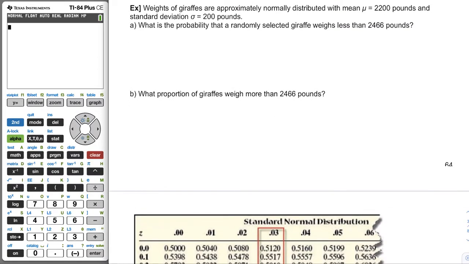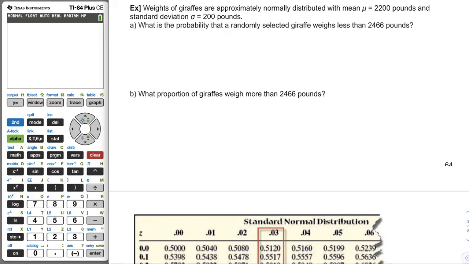Weights of giraffes are approximately normally distributed with mean mu equals 2,200 pounds and standard deviation sigma equals 200 pounds. What is the probability that a randomly selected giraffe weighs less than 2,466 pounds? So for this problem, and only this problem, I'm going to show you the old school way that this was computed, and it was using a table. I just want you to see that just for reference because we will be using a table in later chapters. This will be the only Chapter 7 problem we'll use a table. Once we finish this problem, I will jump to using a calculator.